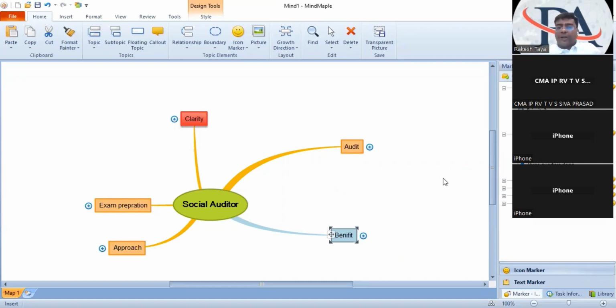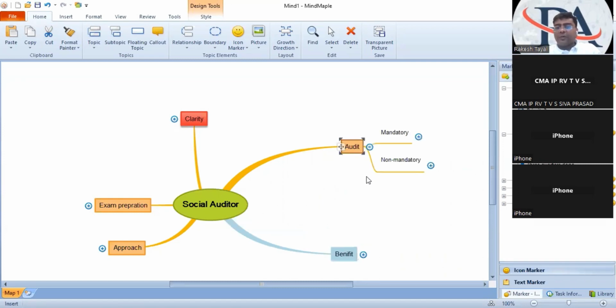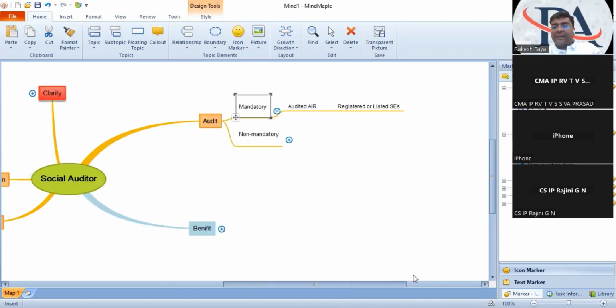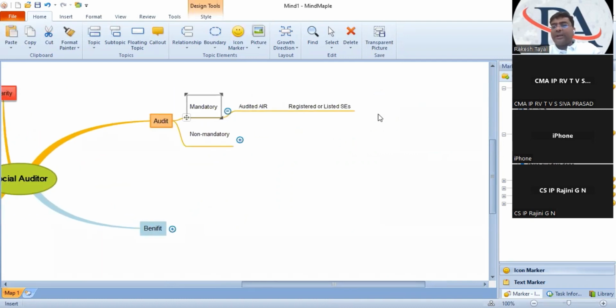Coming back to the audit first, what the auditor is required to do. They have made the audit mandatory, the audit of the AIR, the annual impact report. All the registered or listed entities, the social enterprises, have to get the audit done compulsorily by a social audit firm, not the social auditor individually. At one place they have mentioned that it is part of the curriculum, but they have made the social audit compulsory for all the registered or listed social enterprises on the social stock exchange.